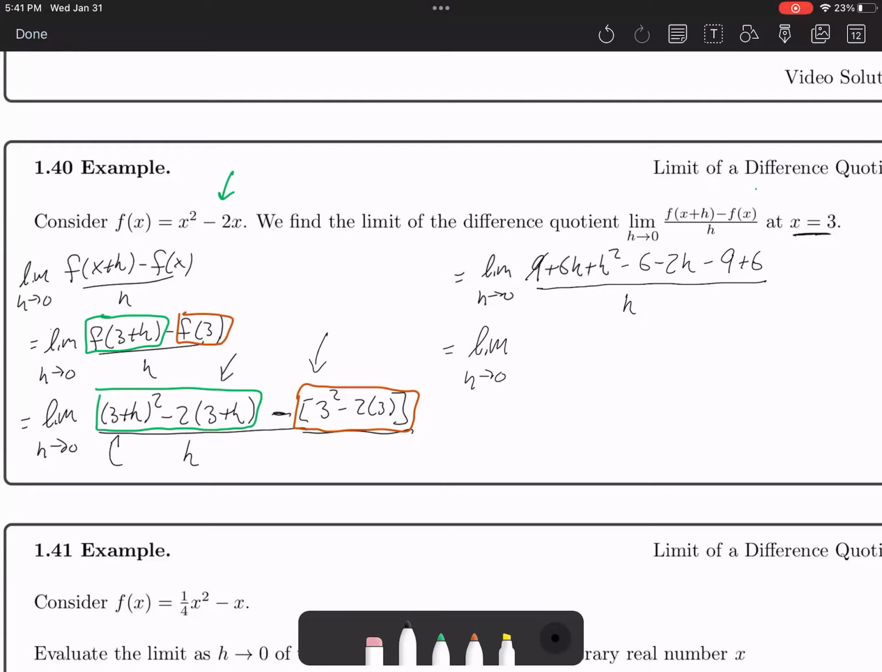Now we see a lot of cancellation in our numerator. 9 and 9, minus 6 plus 6. We end up at 6h minus 2h, so 4h, plus an h squared, which after factoring out the h, we end up at 4 plus h, which as we send h to 0, returns 4.